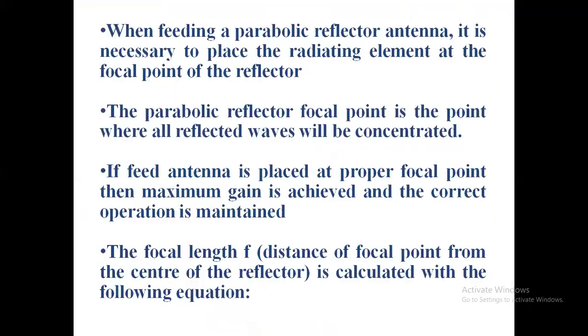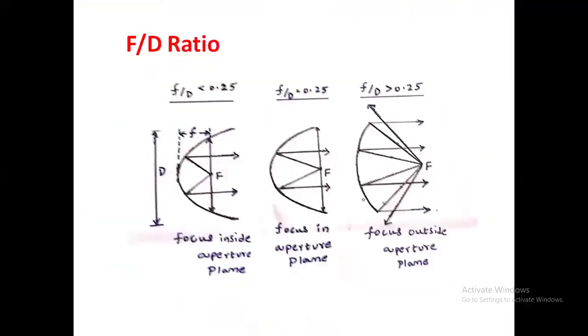So from this, finally what we achieved, what we have said in the previous slide, f by d is equal to 1 by 4 cot theta by 2. The same thing we have achieved finally. So taking this as reference, in this diagram, we have said that f by d is equal to 0.25 is the reference value. That is, if we place the focal point exactly at the mouth of the reflector, then we can achieve the proper focal length or focal distance.